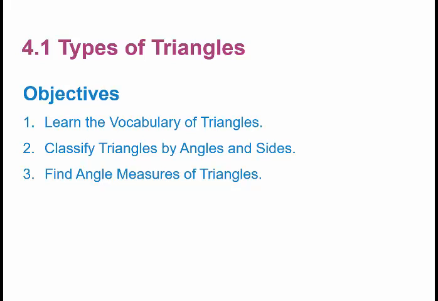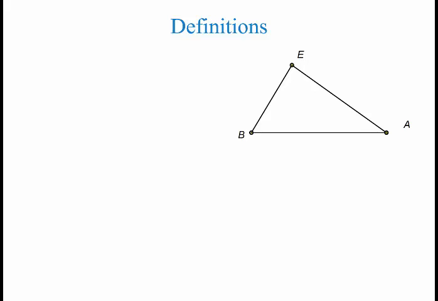So we have three objectives in this section. First thing we want to do is learn the vocabulary of triangles. Then we want to classify triangles by their angles and their sides. And then the final thing we want to do is find the angle measures of triangles. And that'll be a little bit of algebra at the end. All right, so some definitions.